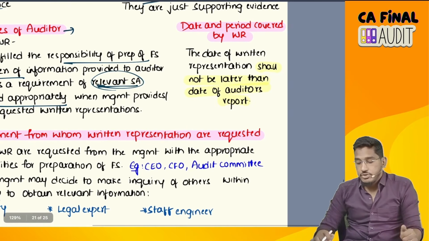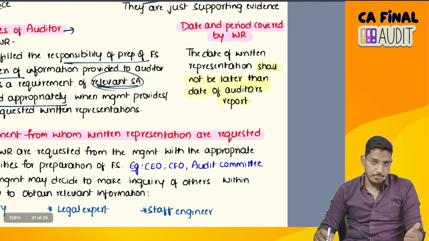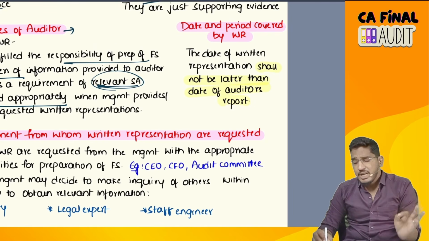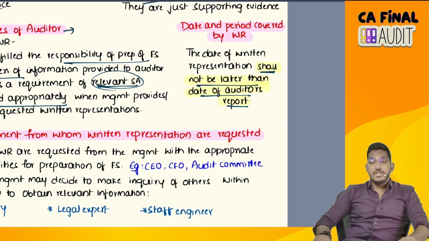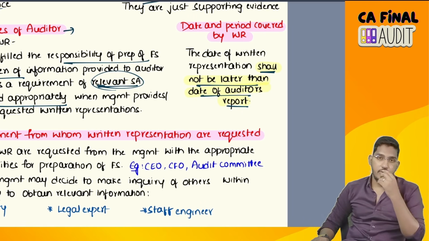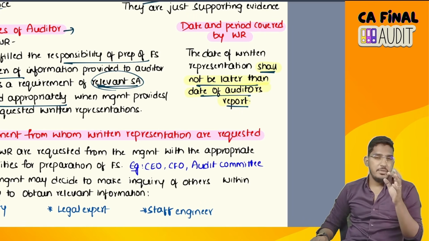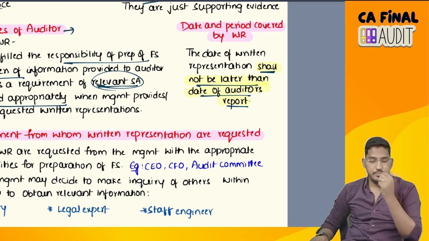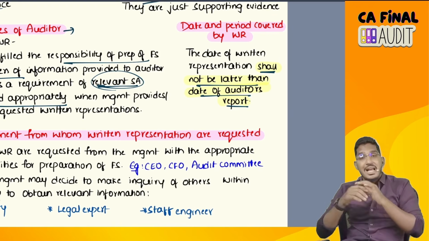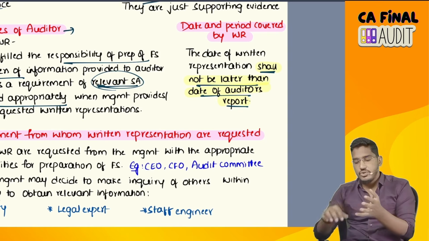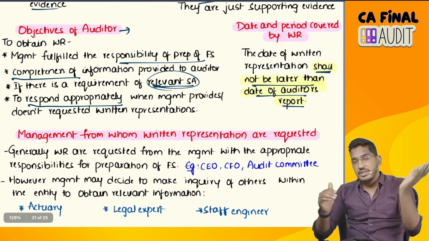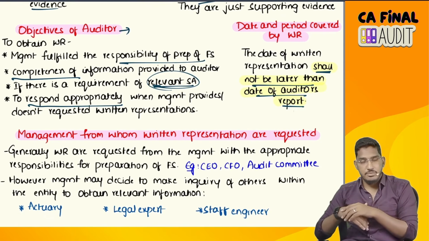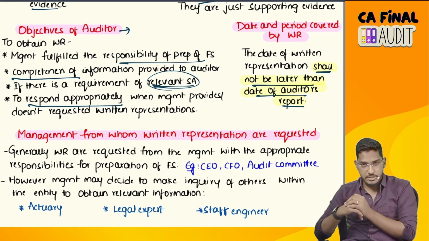Next, date and period covered by written representation. The most important thing here: the date of written representation shall not be later than the date of auditor's report. Why? Because written representation is also a kind of audit evidence, and the process is that first you obtain audit evidence, then you give the opinion. So the date of written representation can never be later than the date of auditor's report. It should be either on or before the date of auditor's report.